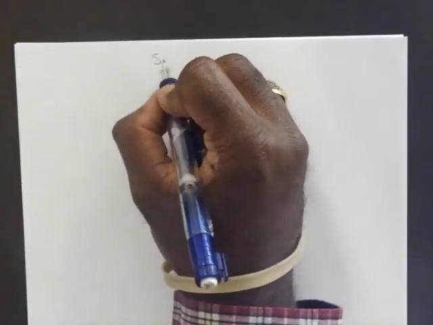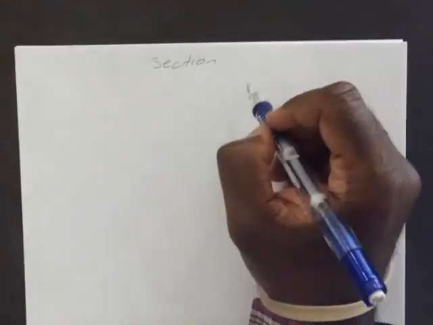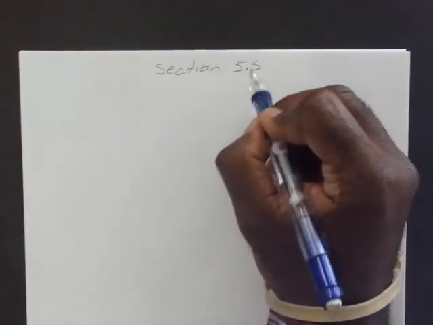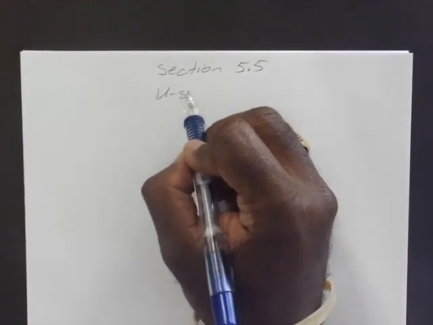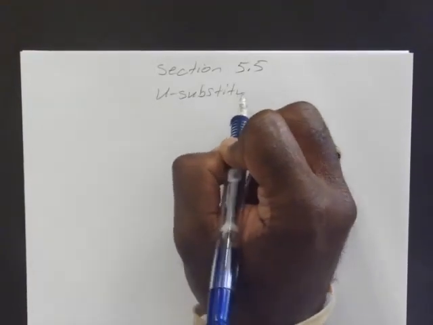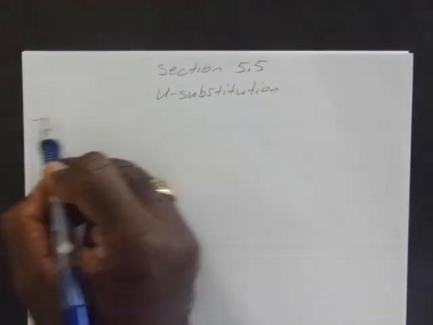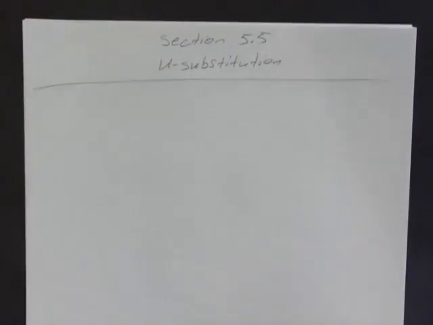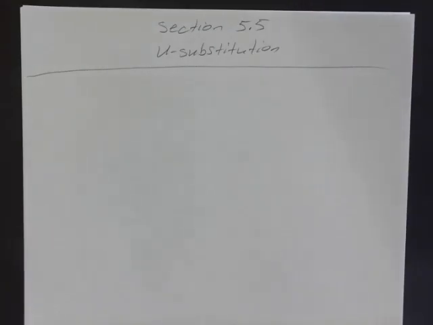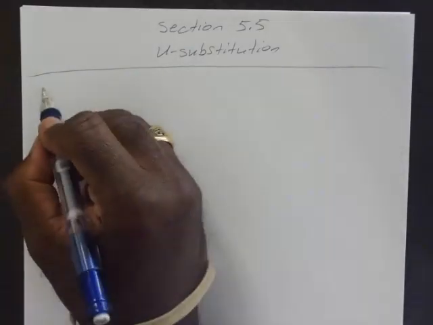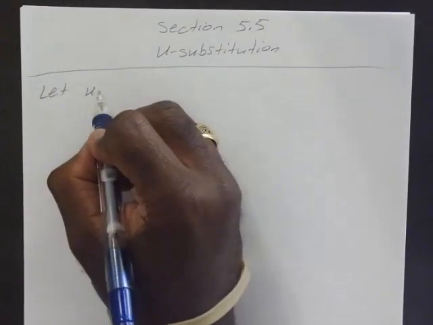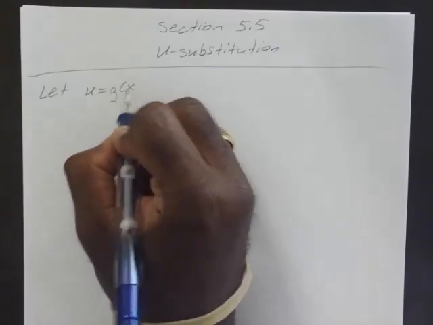Okay, so now we can get started on section 5.5, which is U substitution. We kind of had a sneak peek at it already. So what if we let u equal some function of x?